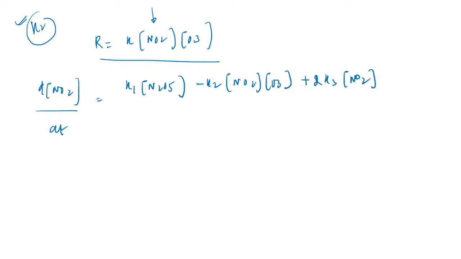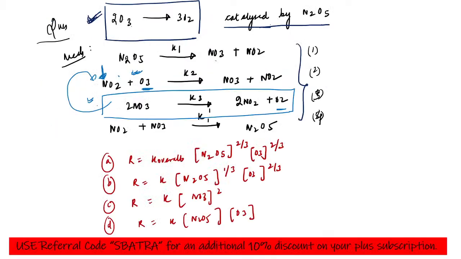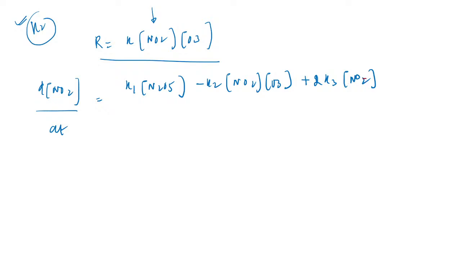Is it clear, everyone? Okay, so this is your K2 and this is K3. So we can write 2K3 NO2, because NO2 is present in your product, so there is no negative, there is positive. So this is basically 2K3 and then we have NO3.